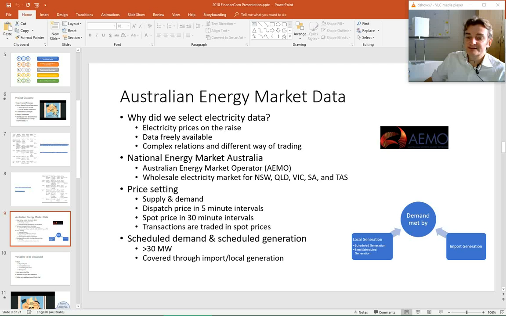It's very important to understand the difference between schedule demand and schedule generation. Schedule demand is a prediction of how much demand there will be, and schedule generation is how much electricity will be generated. So they are different resources. If the schedule demand is underestimated, then we have a problem with too little electricity. So we need to import electricity, or we need to increase the local generation. The demand is covered through imports or local generation.